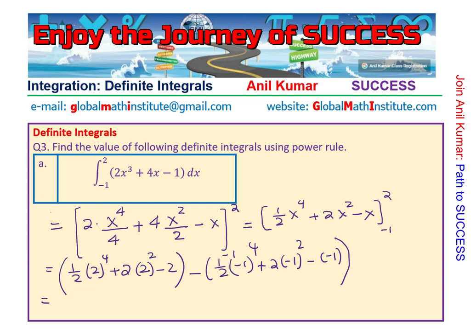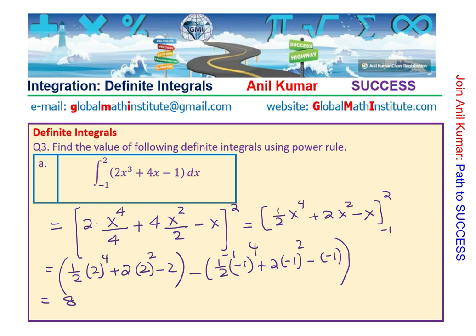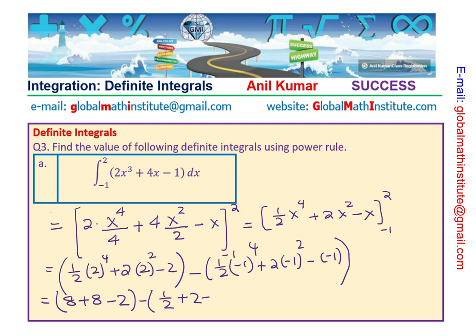Correct. Now half of 2 to the power of 4, which is 16, and half of 16 is 8. Plus 4 times 2, which is 8, minus 2. From here we have to take away half. Minus 1 square is also positive, plus 2 plus 1. Perfect. So 8 and 8, 16 minus 2 is 14.